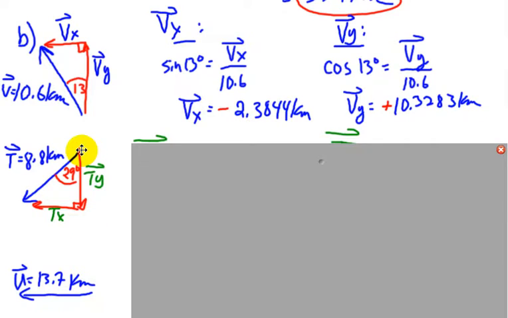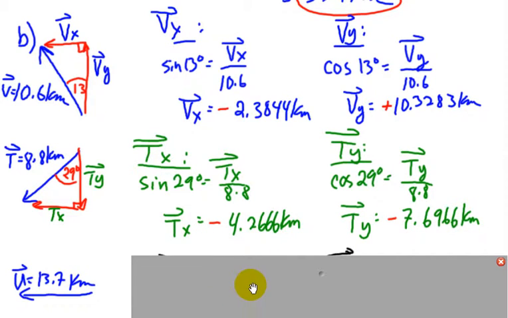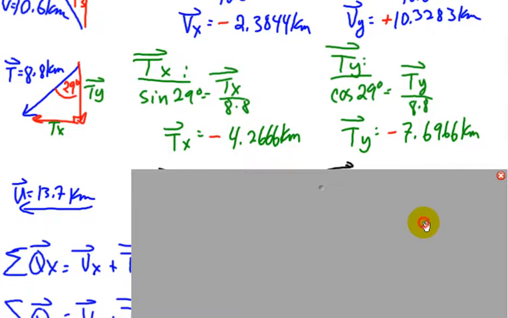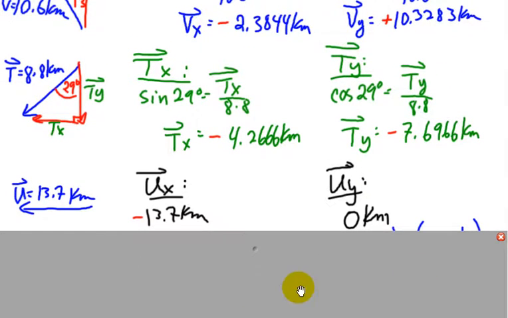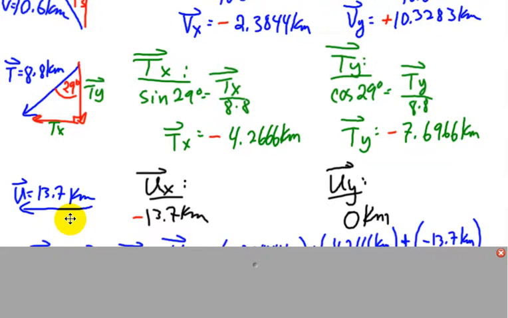Looking at the second one, I'm going to have a negative y and a negative x, and again, the sine function will give me Tx. The cos function will give me y because it's the adjacent side. If you work that all out, the x movement is negative 4.2666, and its y movement is negative 7.696. And lastly, we have this. The x movement is negative 13.7, and of course there's no y movement, so it's just simply 0.